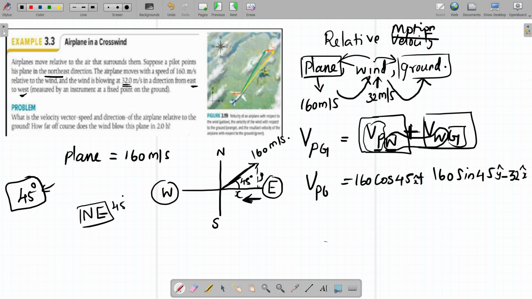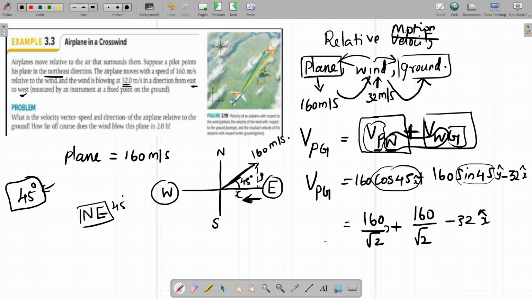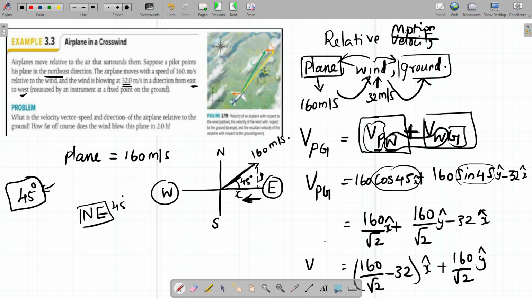That is the speed of plane with respect to the ground. Now 160 divided by root 2, because cos 45 is 1 divided by root 2. So 160 sin 45 is also 160 divided by root 2, minus 32 for the x coordinate, and this is y. Now we can take the same terms: all this is the x coordinate plus 160 divided by root 2 as the y coordinate. Now VPG.